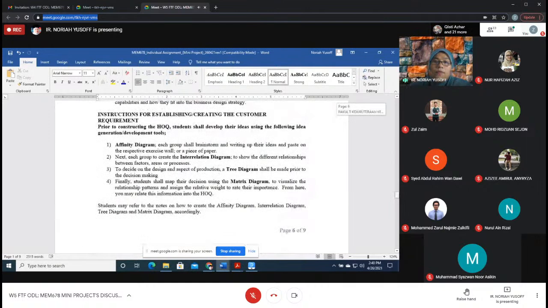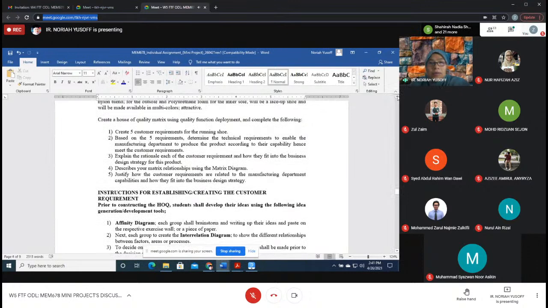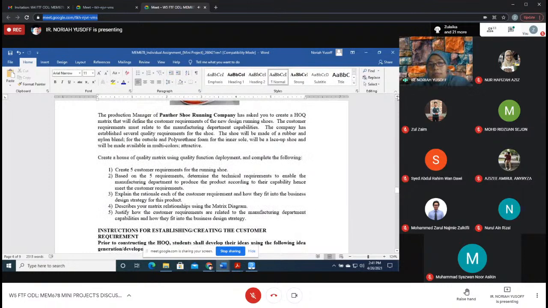So first, let us read the early part of the instruction. The scene setting, what does it say? The production manager of Panther Shoe Running Company has asked you to create an HOQ matrix that will define the customer requirements. So you have to come up with a new design of running shoes, okay? The customer requirements must relate to the manufacturing department's capabilities. So for any requirements you set, state what your manufacturing capability is. It says the company has established several quality requirements for the shoes. I have helped a bit with this.